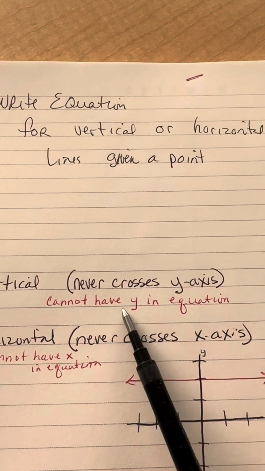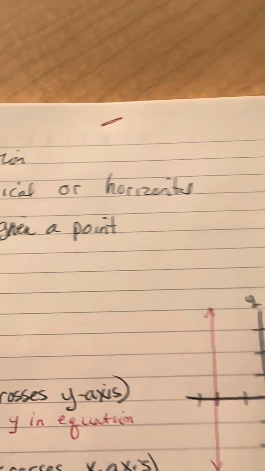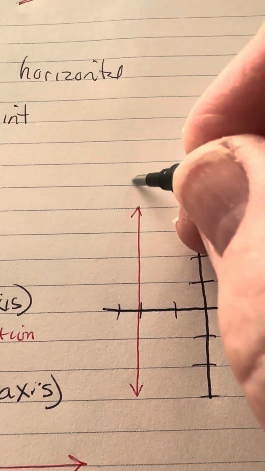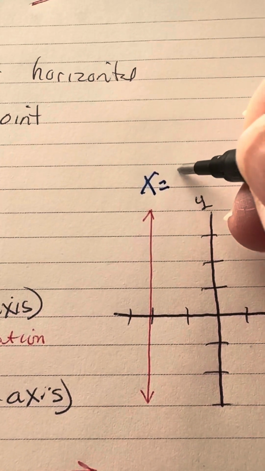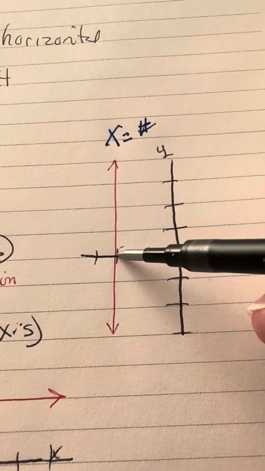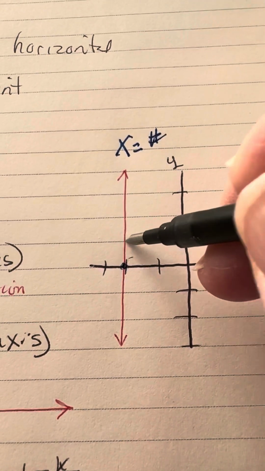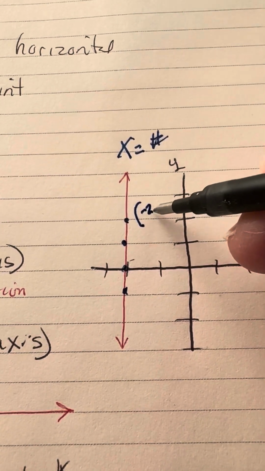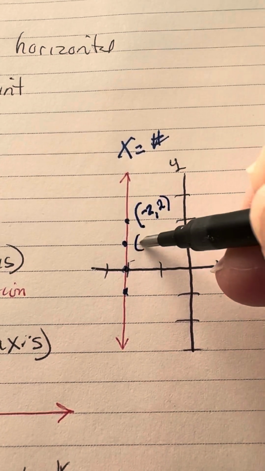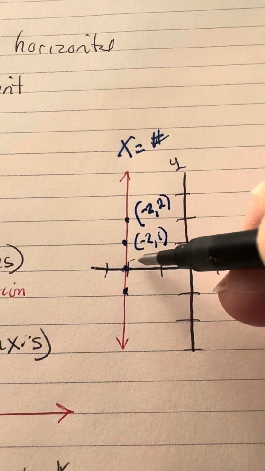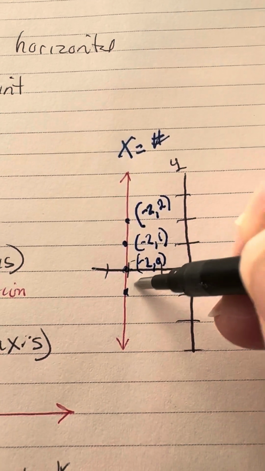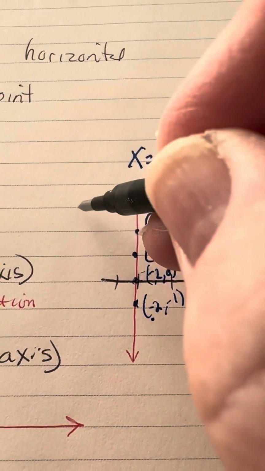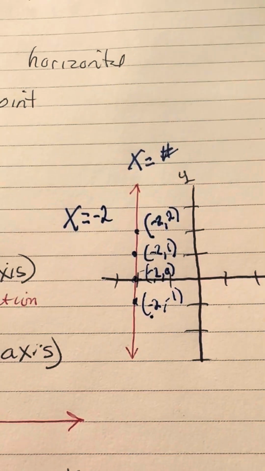And the equation for it cannot even have a y in the equation because it doesn't cross the y-axis. The equation for this is going to say x equals and then some number here. In this case, since this is at -2 right here, notice that every location on here, if we named the coordinates, this would be at -2 and +2. This would be at -2 and +1. This would be at -2 and 0, -2 and -1. So in every case, x was -2. So the equation for this line is x is -2.